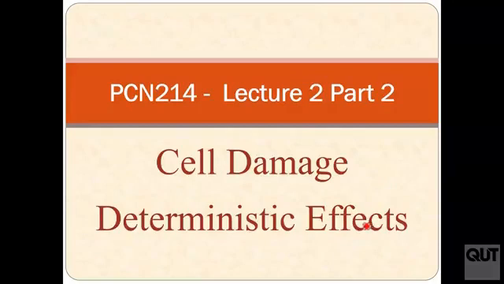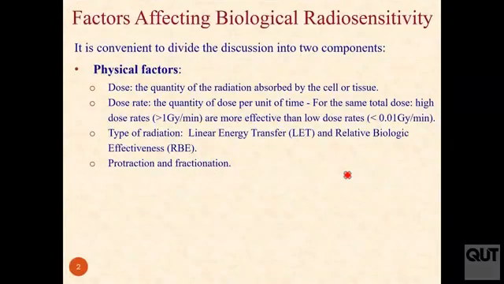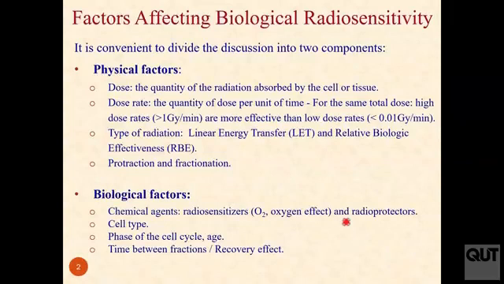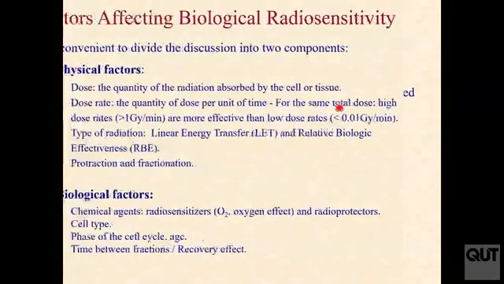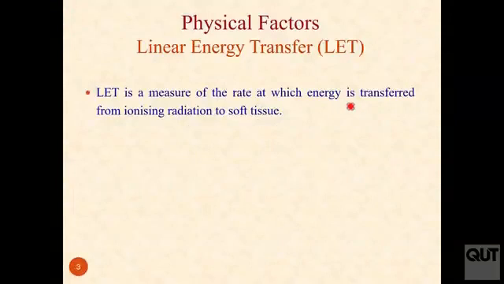To look at part 2 of lecture 2. In this part we'll be looking at the factors that affect biological sensitivity to radiation. There are physical factors and biological factors, and we'll go through each of these as we go through the slides. So let's have a look at the first one.